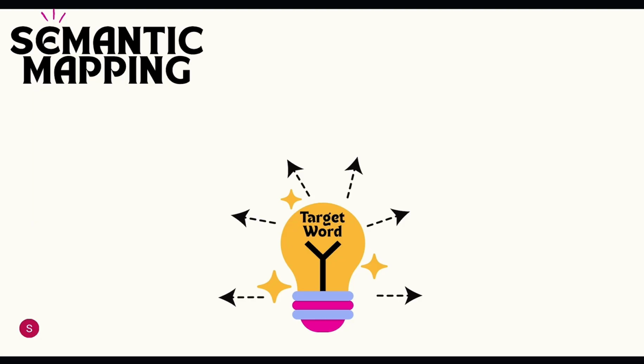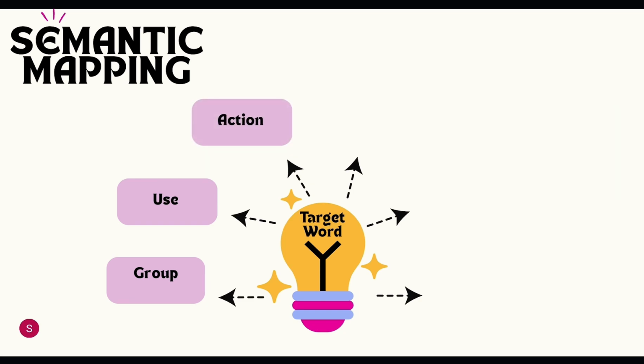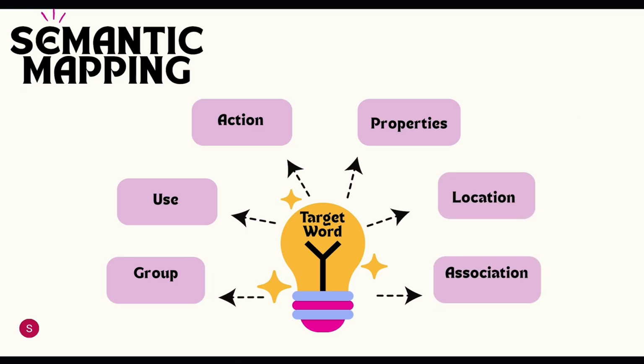In the semantic map I will be using to demonstrate this technique, we will focus on six key features of each word: the group, which is the category the item belongs to; the use, what the item is used for; the action, which is what the item does or what you do with it; the properties, which is what it looks like, what it's made of, or its parts; the location, which is where you can find it; and lastly, the association, which is what the item reminds you of.